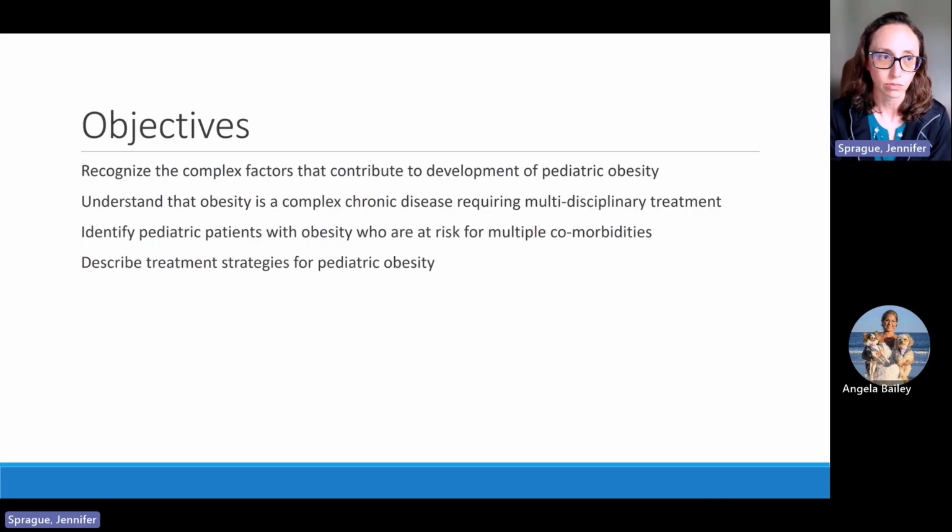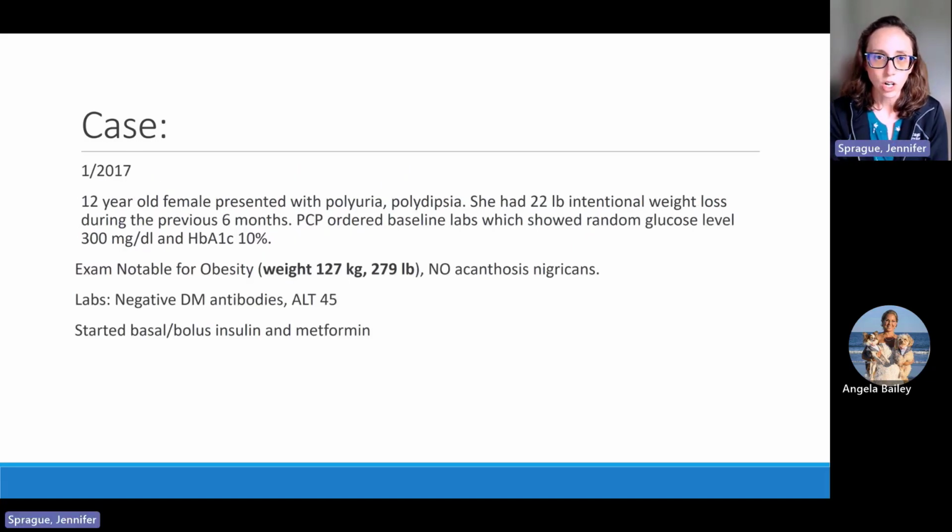So the objectives today are to recognize the complex factors that contribute to development of pediatric obesity, understand that obesity is a complex chronic disease requiring a multidisciplinary treatment, identify pediatric patients with obesity who are at risk for multiple comorbidities, and describe treatment strategies for pediatric obesity. So we're going to start with a case.